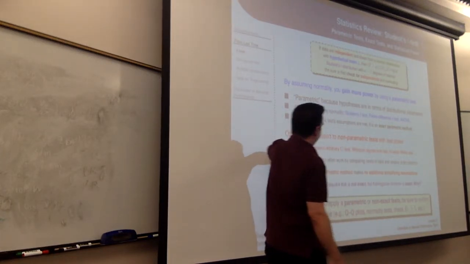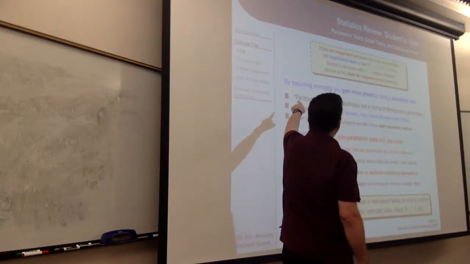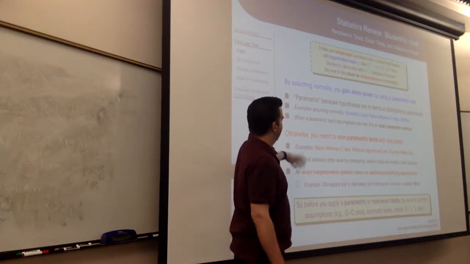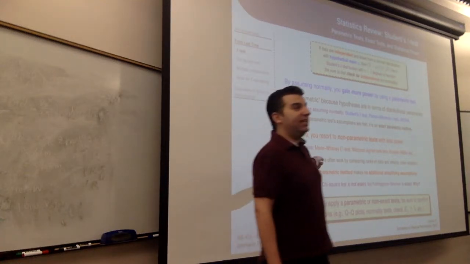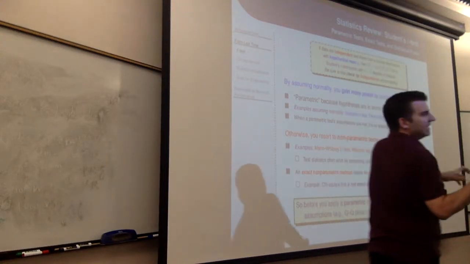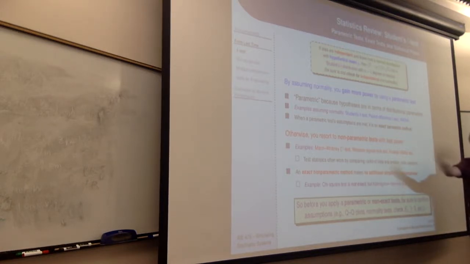The downside why we don't use these all the time is we lose power. So if you can make assumptions, you gain power. If you can't make assumptions, then you're stuck with these. If these reject the hypothesis, they're fine. But you can't really accept a hypothesis with these very often because they just don't often have that much power. So they're good for rejecting, but not good for making any conclusions if you don't reject.